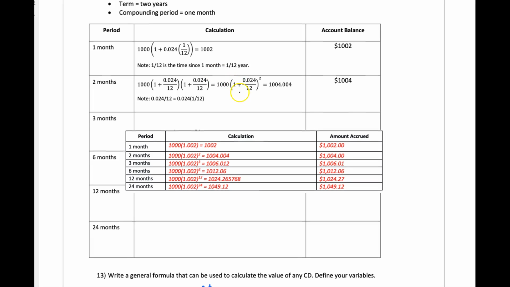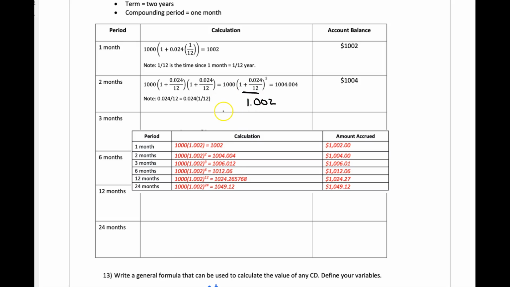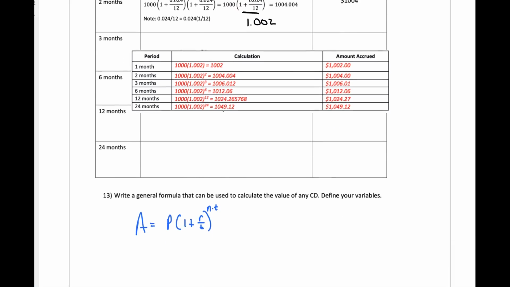So notice this value here is 1.002. And so that gets squared for 2 months, cubed for 3 months, to the 6th for 6 months. And so notice there's this shortcut. And notice how much money we have. We're compounding our money. So this type of calculation is called compound interest.